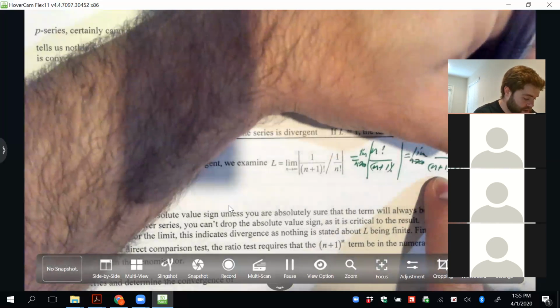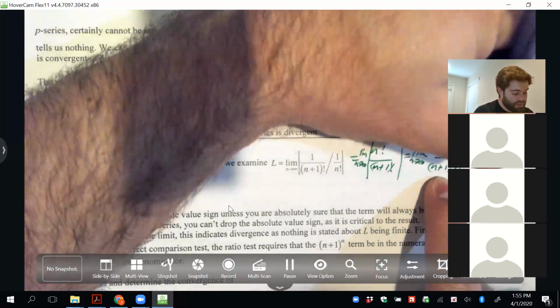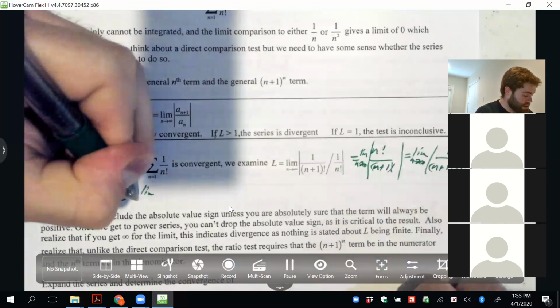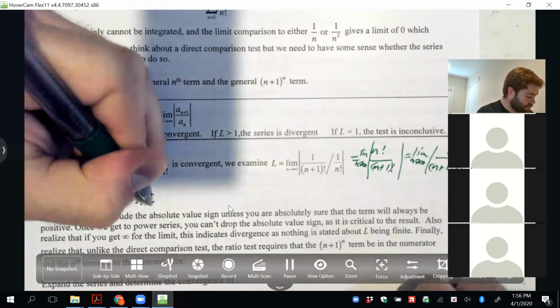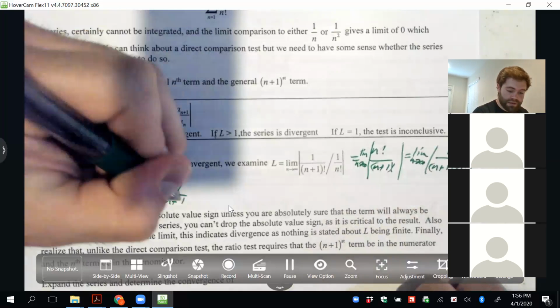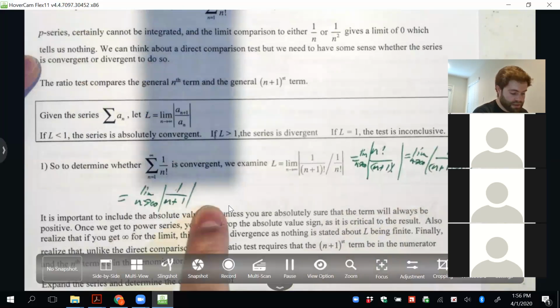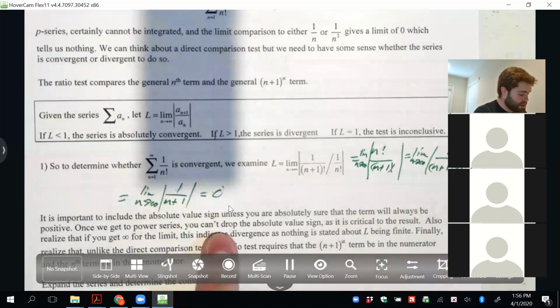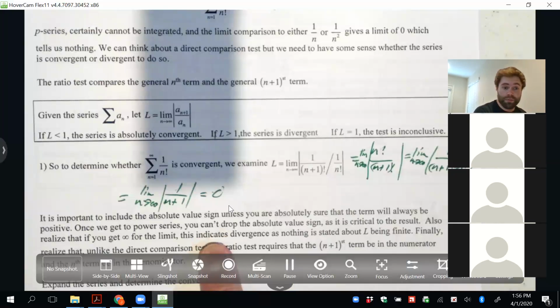We still have n factorial on top. Well, now the n factorials cancel. We just have the limit as n approaches infinity of 1 over n plus 1. We still want to evaluate that limit, figure out what that actually is, and that equals 0. And since it equals 0, it does converge. 0 is less than 1.